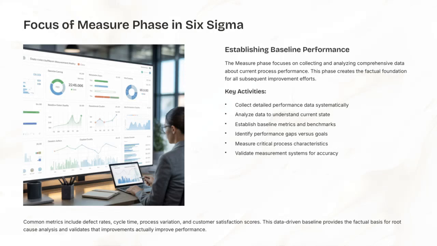Now, let's talk about establishing baseline performance. Common metrics we use include defect rates, cycle time, process variation, and customer satisfaction scores. These metrics are essential because they give us a clear, factual picture of how our processes are currently performing. This data-driven baseline is the foundation for root cause analysis, helping us identify where issues originate. It also helps us verify that our improvement efforts are actually making a difference.